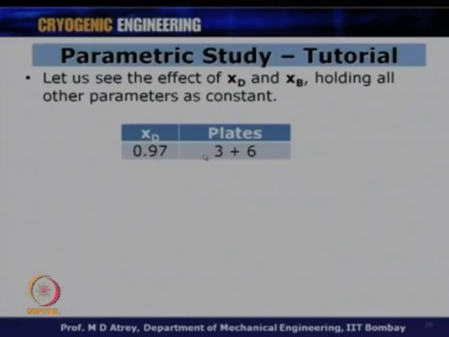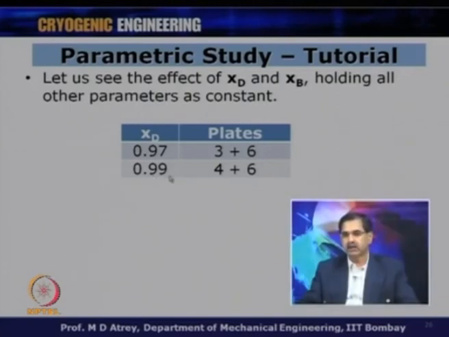So, you can again go back to my worksheet. So, here again, earlier it was 0.97, 3 plus 6, and now when I increase to 0.99, plates got increased to 4 plus 6. This is the change of purity for the XD.